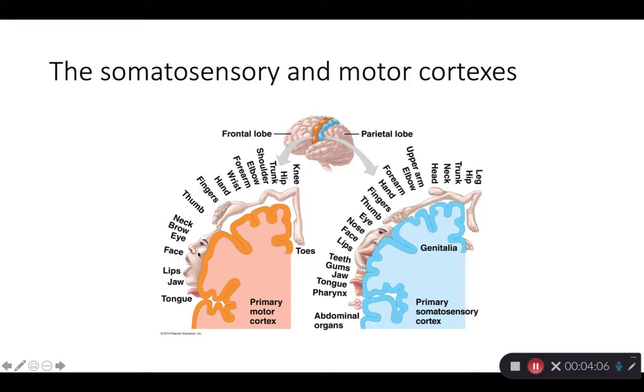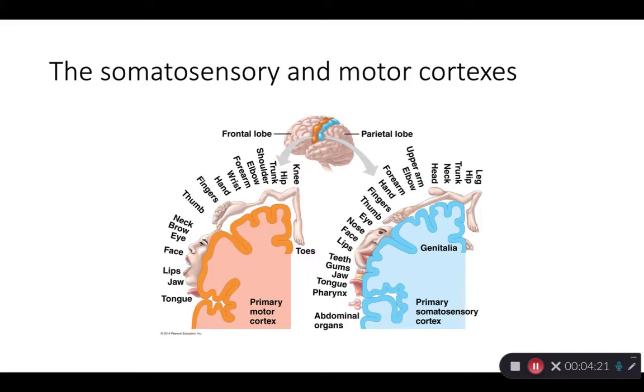We also have a lot of very precise control over small muscles in our face, especially in our lips, our jaw, our tongue. That's important for us to be able to talk. So you can see here that those areas have a lot of representation. They take up a lot of area in the motor cortex.